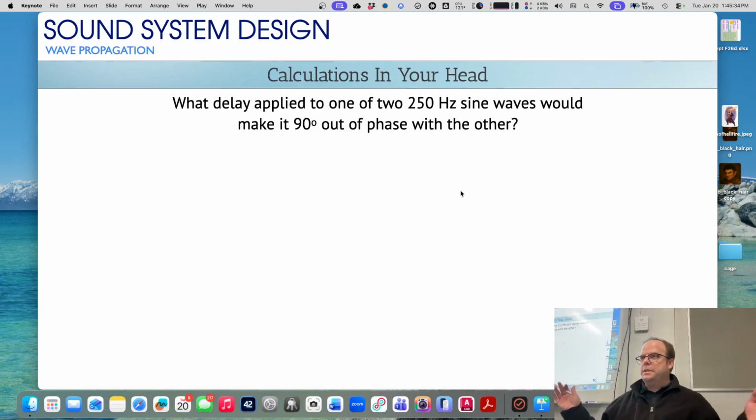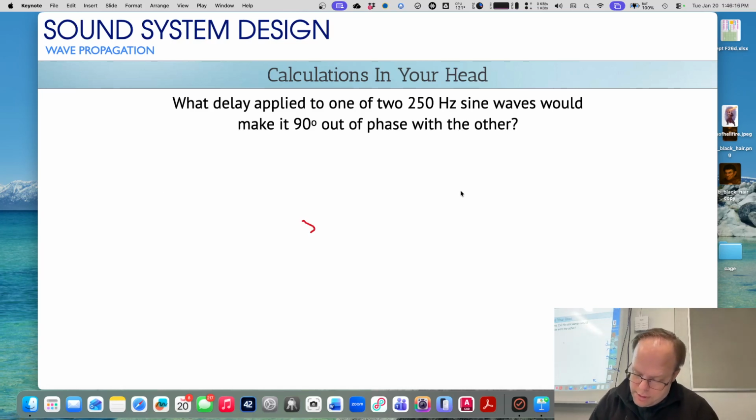Now, let's see if we can do some math to demonstrate our understanding, or lack thereof, of this principle. So here's a rough calculation in your head. See if we can start visualizing what these time offsets do. So imagine a 250 hertz sine wave. And now imagine that you have two of them, but the second one is 90 degrees out of phase with the other one. What difference in time would that be? Like, what amount of delay would have to be applied to that second sound?